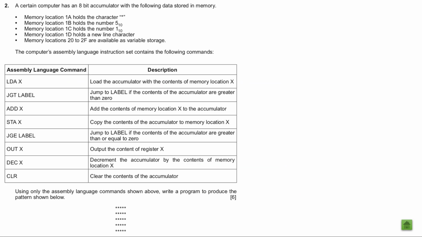Next thing to look at is a question like this though. Okay, this is an assembly language question and it says a certain computer has an 8-bit accumulator with the following data stored in memory. Memory location 1A holds a star. Now, one thing I would say is see if you can get hold of a bit of paper or just write on the booklet somewhere. Whatever's in front of you is yours, so you can write on the question booklet if needed. They can't tell you anything about that.